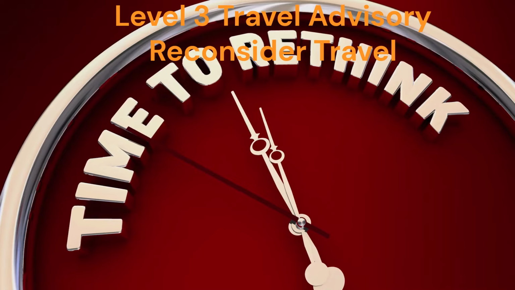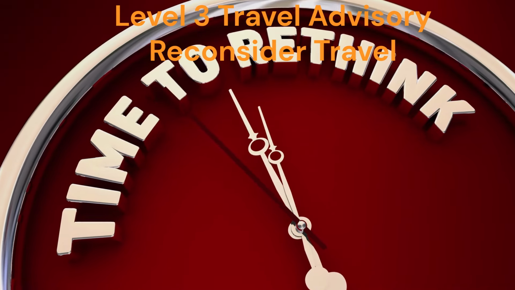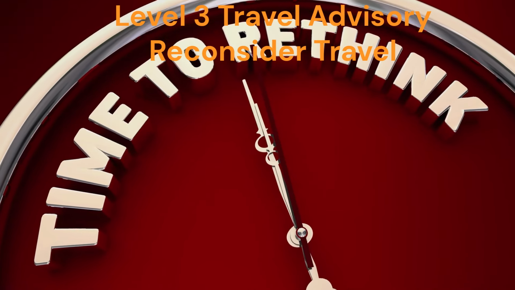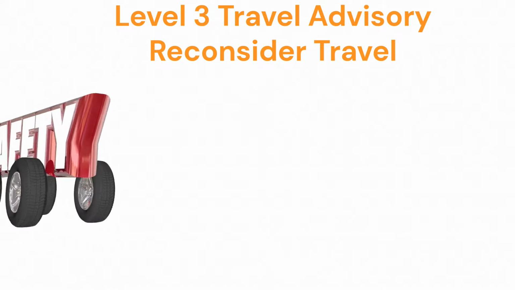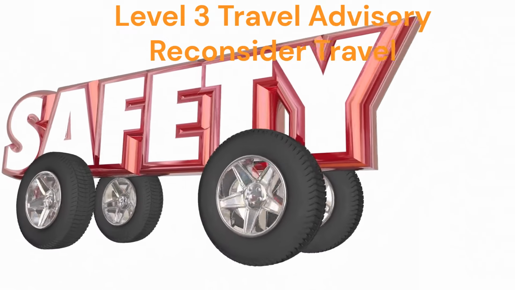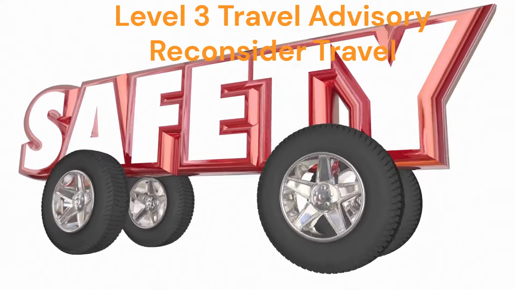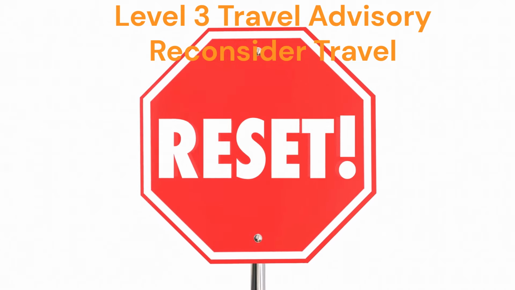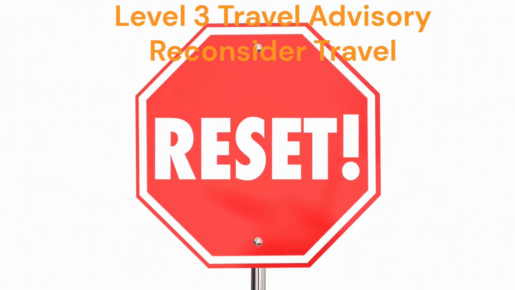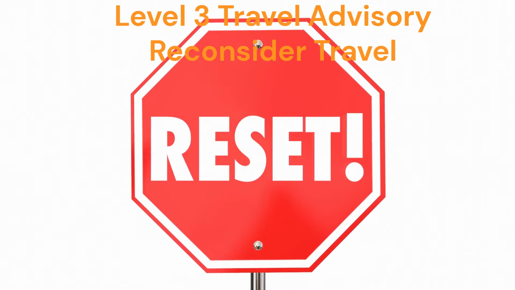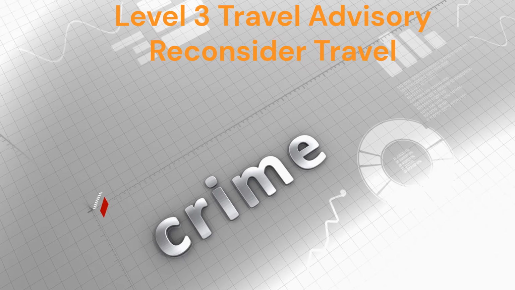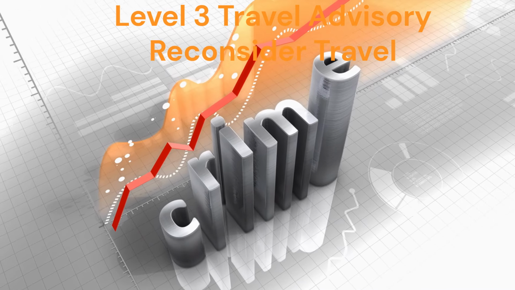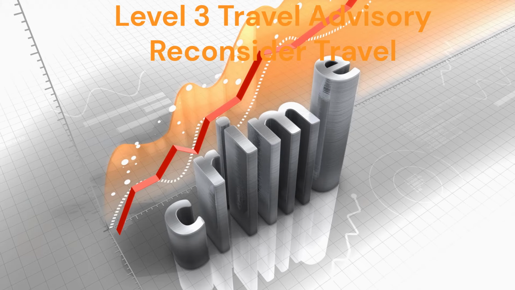A level 3 travel advisory, Reconsider Travel, means there are significant safety concerns such as high crime, civil unrest, terrorism, or other risks that make travel particularly dangerous. While travel is not outright banned, the U.S. State Department strongly advises against visiting unless necessary. Comparing this to U.S. cities, a level 3 advisory is compared to visiting certain high crime areas in the U.S. where violence, gang activity, or other dangers are more prevalent.